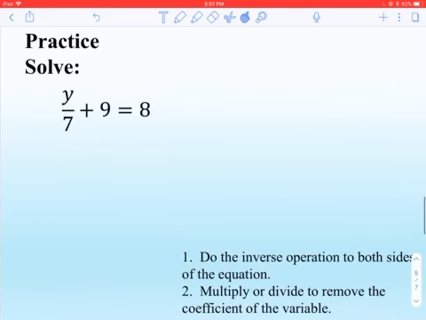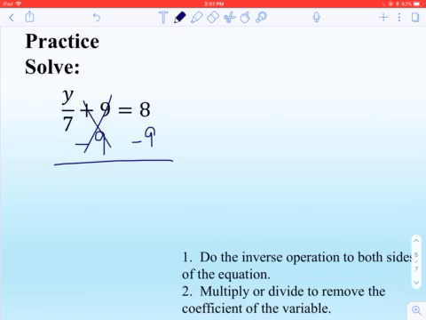On the next problem, I want you guys to practice this problem. So what's going to be the first step we do in this problem? We're going to start off by subtracting 9 to both sides of the equation. The plus 9 and the minus 9 cross off. So that gives me y divided by 7 will equal negative 1, because it's 8 minus 9. So then what's the next step of this problem? You're going to multiply both sides of the equation times 7. 7 divided by 7 is 1, so that's going to give you, for your solution, y is equal to negative 7.